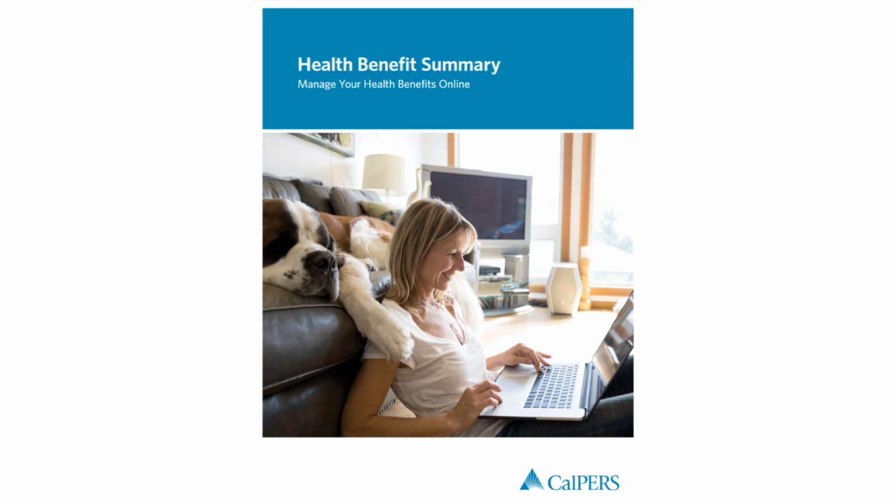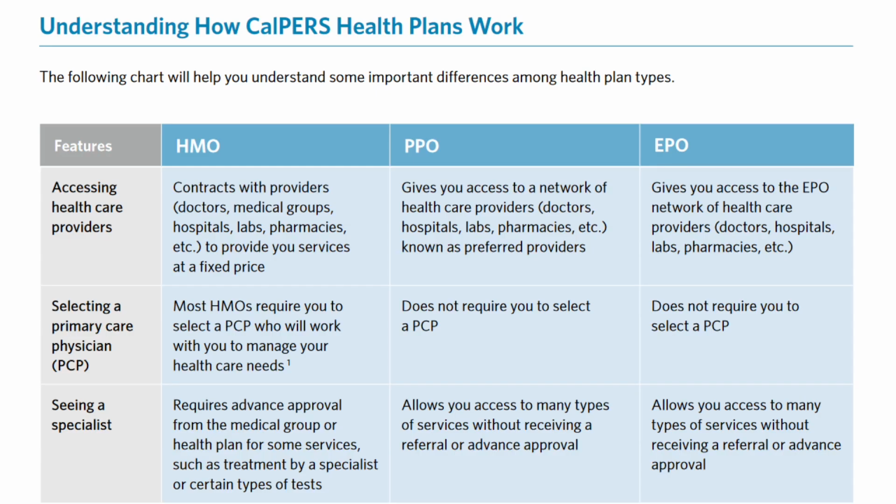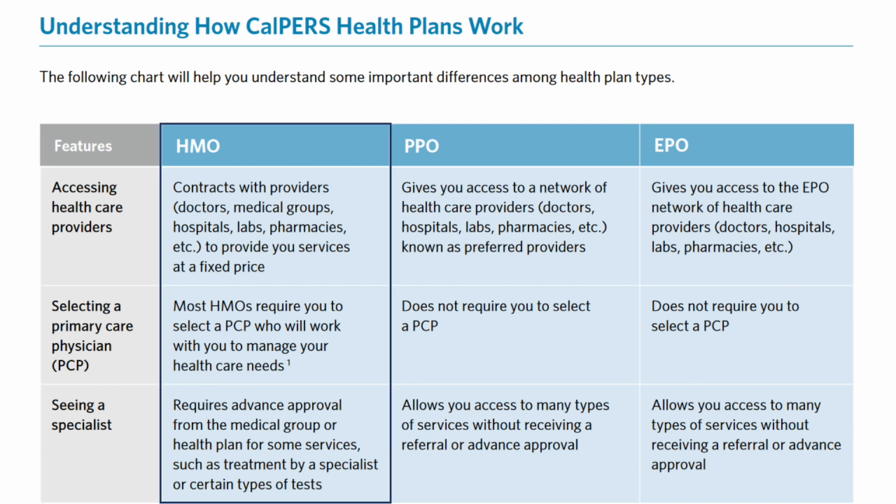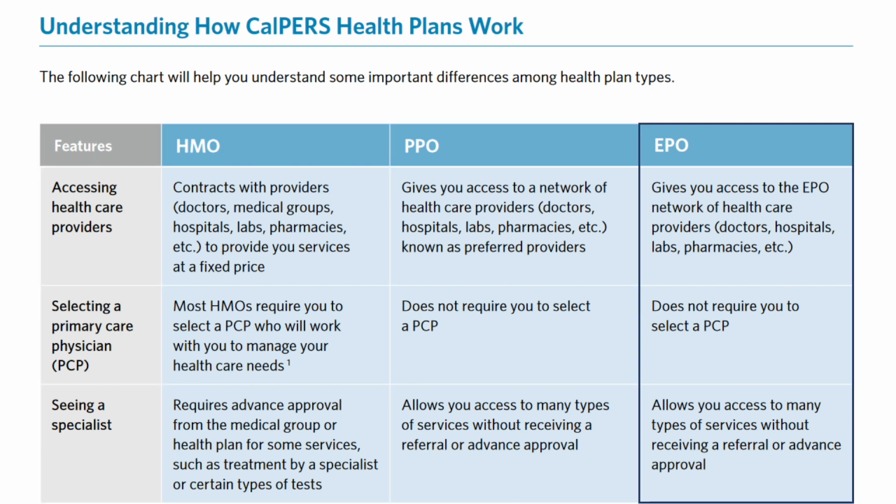Let's move on to one of the most useful publications available for open enrollment, the Health Benefits Summary. This publication contains a wealth of information regarding specific plan benefits, but it contains more than just benefit information. If you've ever wondered about the differences between the health plan types, this chart in the Health Benefits Summary may help you. It describes different health plan features and how the HMO, PPO, and EPO plan types differ.